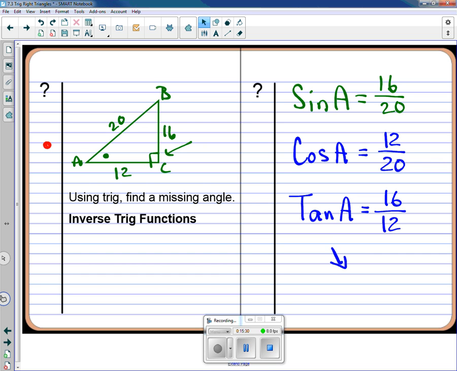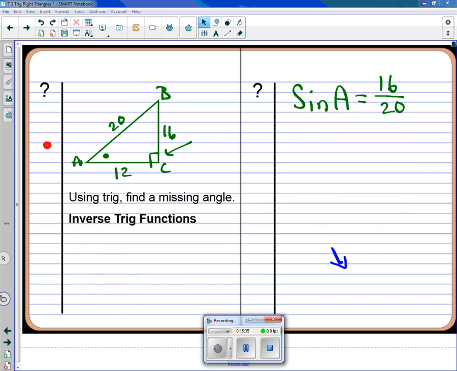I'm going to use what we call the inverse trig function. All right, so the inverse of the trig function sine is what we call sine inverse, and it looks like that. For cosine, it's that one, and for tangent, it's that one. These are called inverse trig functions. You'll see how to use those as we work through trying to solve for A.